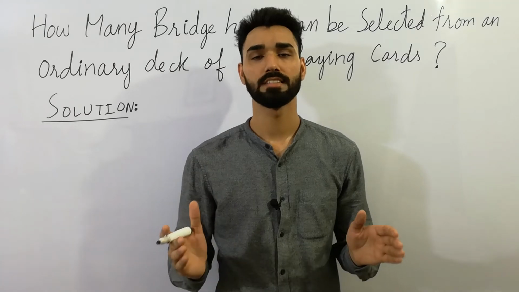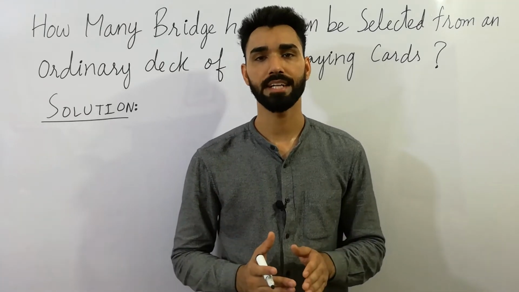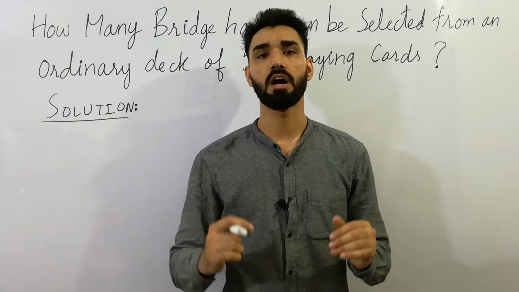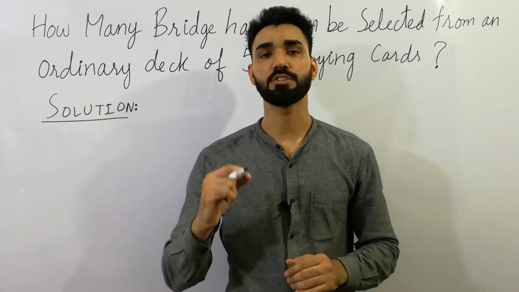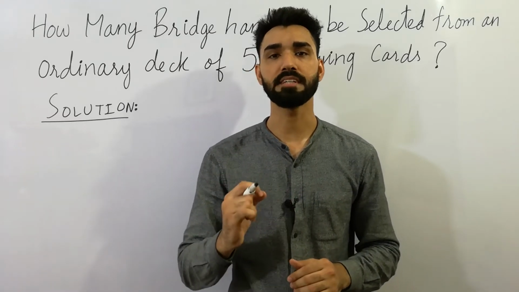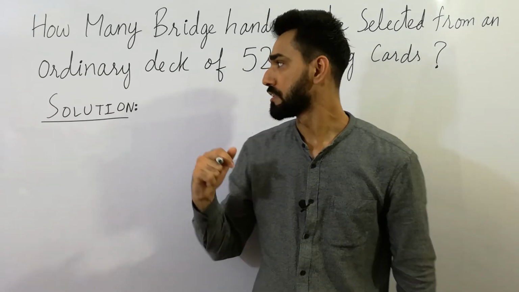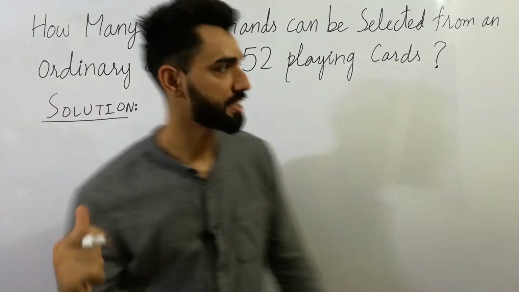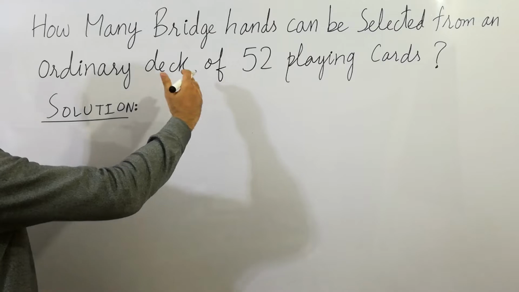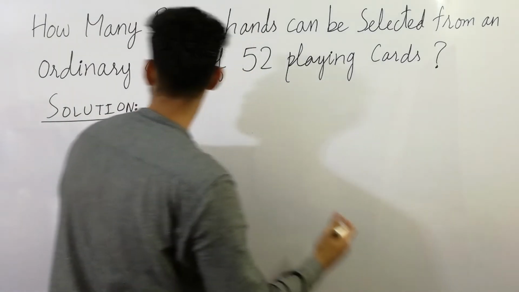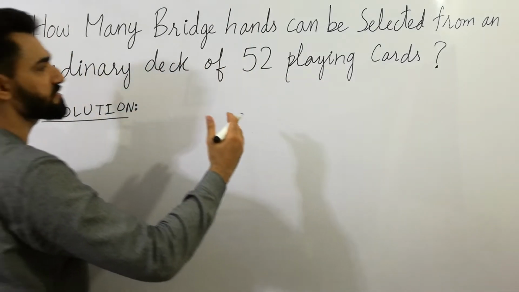Hey guys, today I am here to explain how to solve probability problems with concepts so that probability will become easy. So, I'm going to solve the question here. How many bridge hands can be selected from an ordinary deck of 52 playing cards?